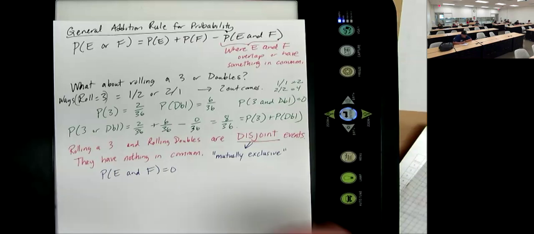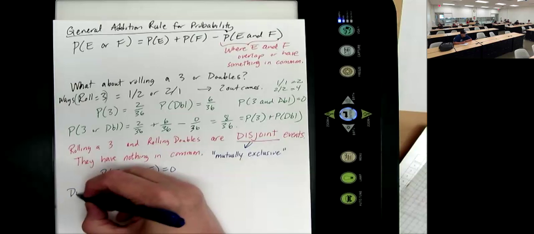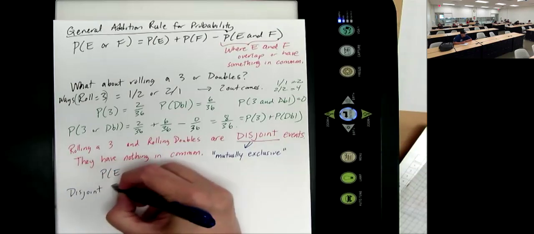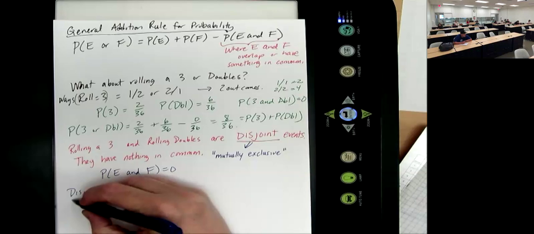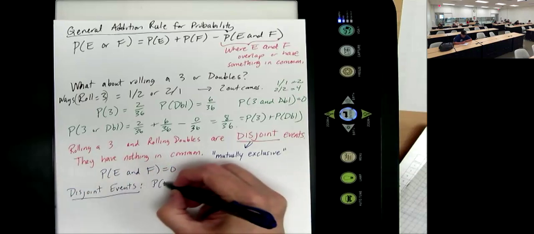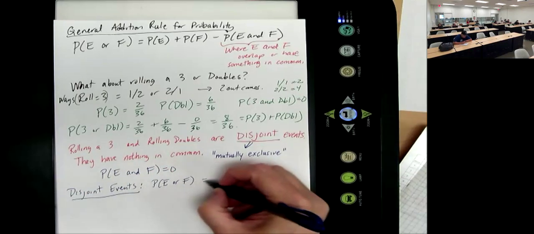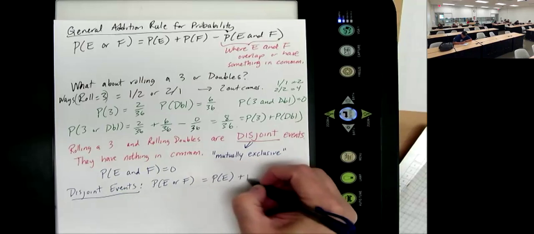Which actually makes the above equation easier. For disjoint events, we have the probability of E or F equals the probability of E plus the probability of F.